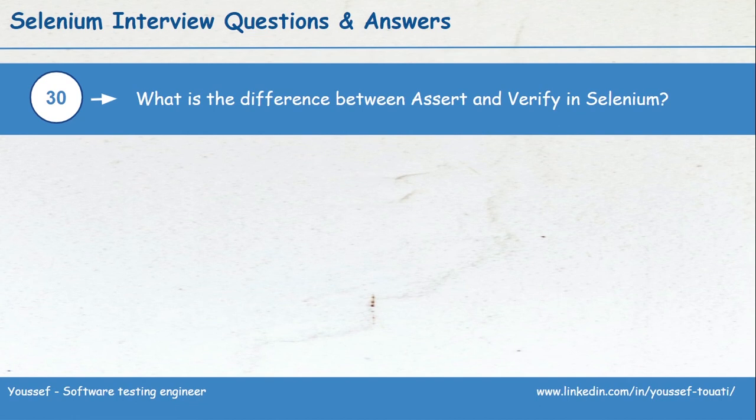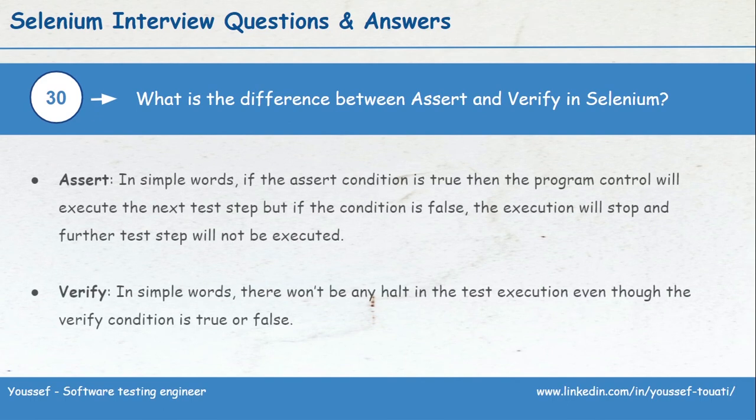Now we will see the difference between assert and verify in Selenium. In simple words, if the assert condition is true, then the program control will execute the next test step, but if the condition is false, the execution will stop and further test steps will not be executed. Coming now to verify. With verify, in simple words, there will not be any halt in the test execution whether the verify condition is true or false.